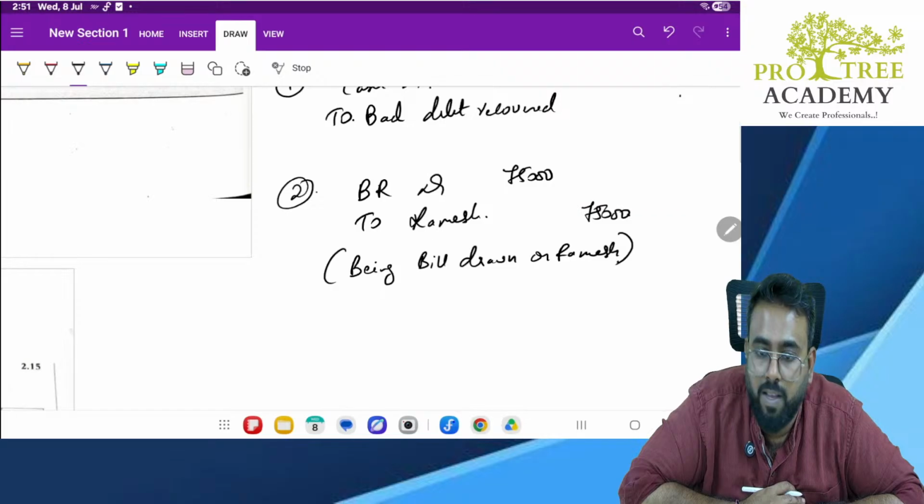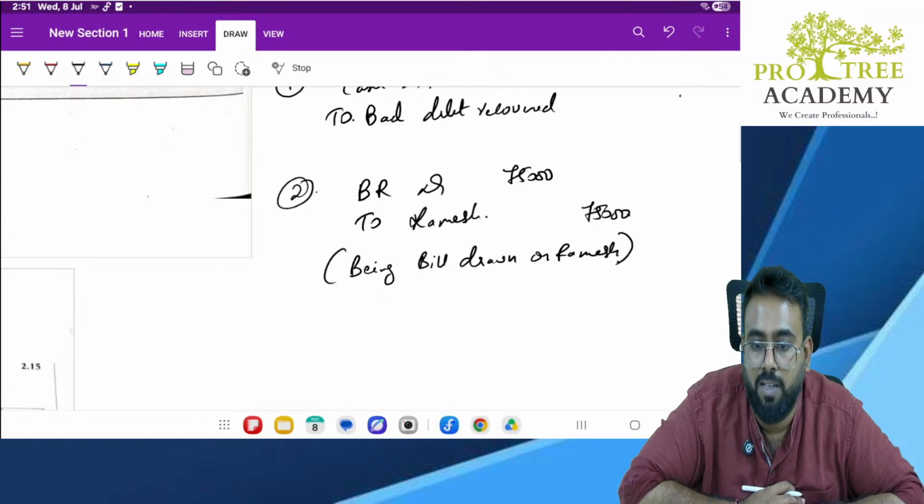Clear? You want me to repeat anything in this? Simple, sir. I am drawing the bill because he is receivable to me. If Ramesh should have drawn the bill on me, it means I have to pay him. So automatically it would have become bills payable. Ulta entry. Creditor account debit to bills payable account.